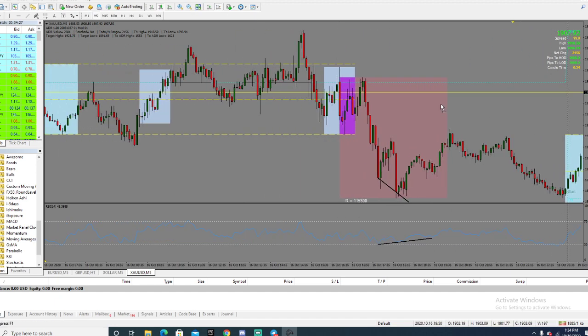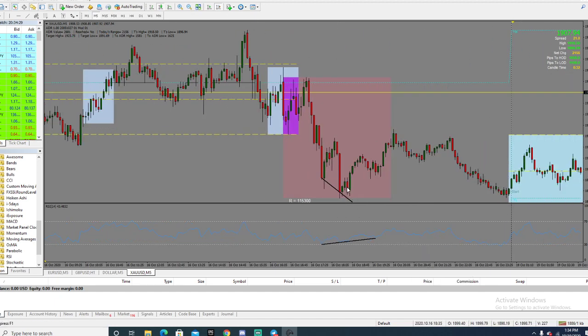The way that I look for entries is I'm always looking for an engulfing candle. As soon as I see that engulfing candle, I'm taking a trade, especially on the 5-minute chart, because my stop loss can be really tight. The most that I'm ever going to have a stop loss on gold is only 20 pips. I am not going above 20 pips for a gold stop loss.